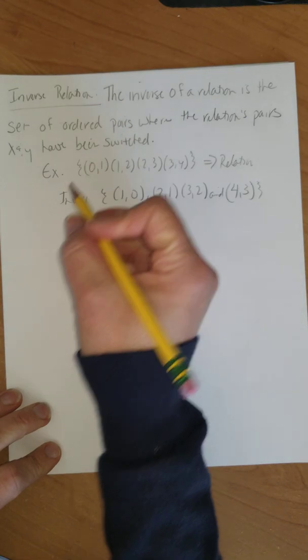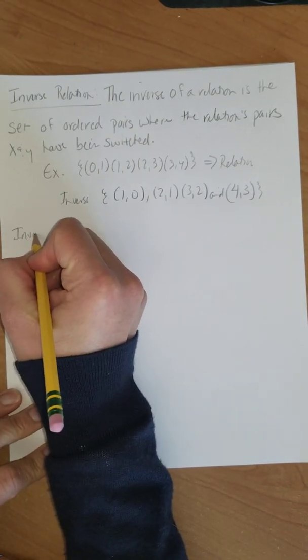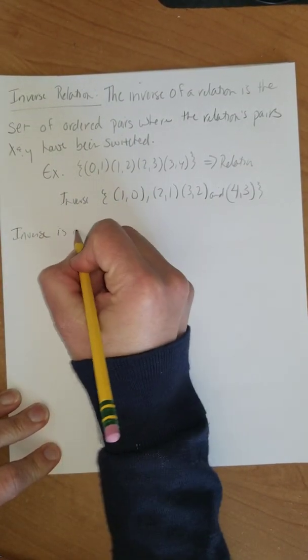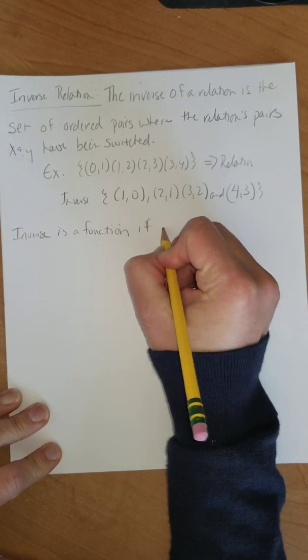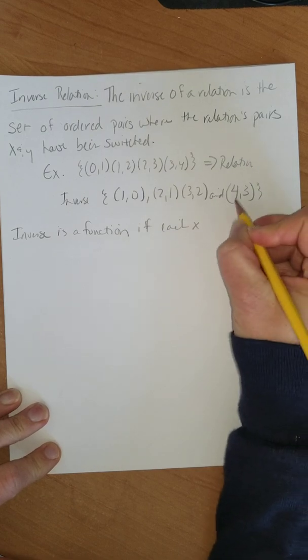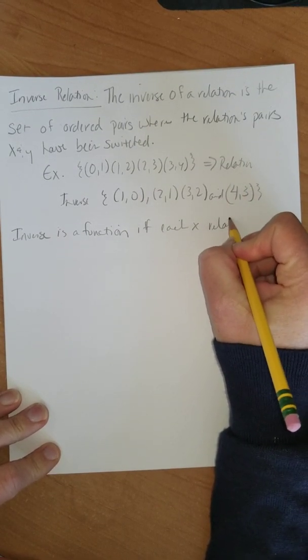Now an inverse can be a function if each x relates to just one y.